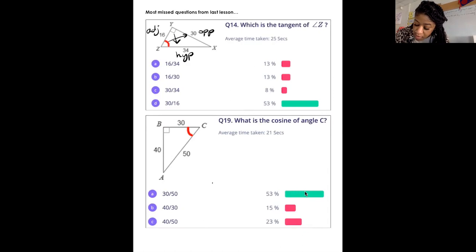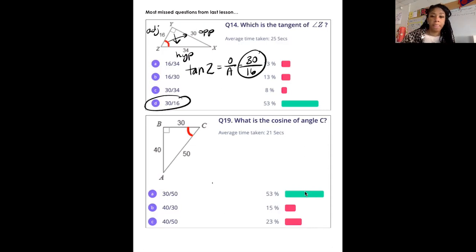and that means that 16 is the adjacent, okay? So if I want the tangent of Z, the formula for tangent we know is opposite over adjacent. My opposite here is labeled 30, and my adjacent is labeled 16. So my answer is 30 over 16, answer choice D. Now 30 over 16 can be simplified down into 15 over 8. However, this problem doesn't require it. Remember I said last lesson that sometimes it'll be in simplest form, sometimes it won't. So this one, the answer is just 30 over 16.